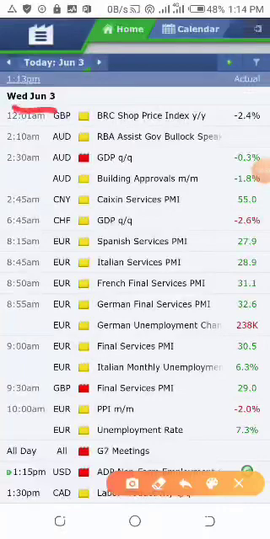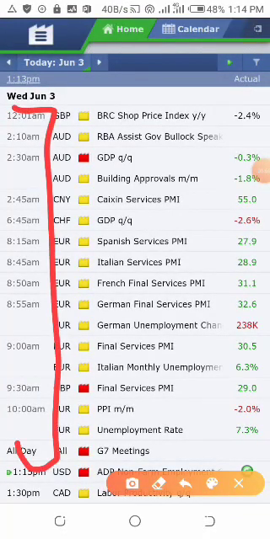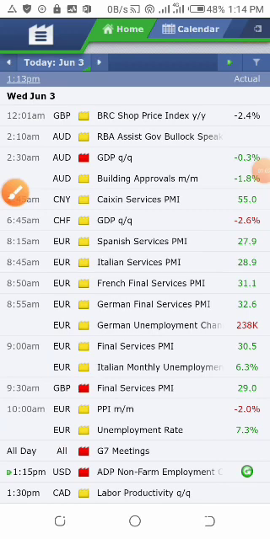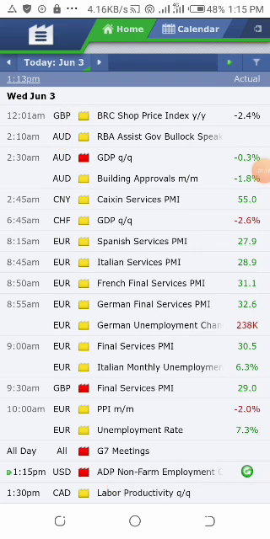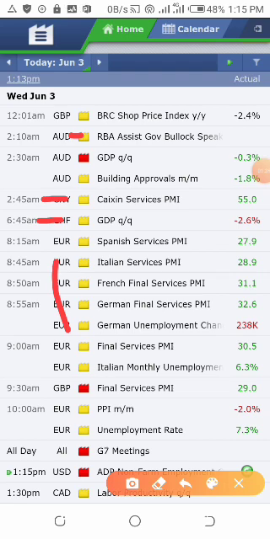At the side here are the times when the news is going to happen. The next thing you note here are the currencies or the countries that this news is going to affect. So GBP is Great Britain pounds, and it's going to affect Great Britain. AUD is Australian dollars, and it's going to affect Australia. We have CNY, which is Chinese yen. We have CHF, which is Swiss franc, so those are going to affect Switzerland. We have the euros, and that is what that means.